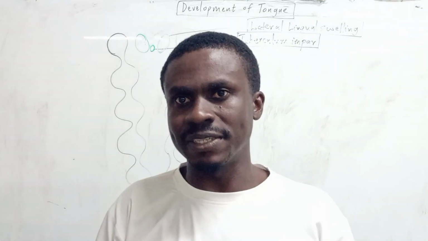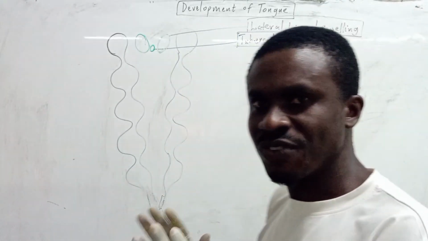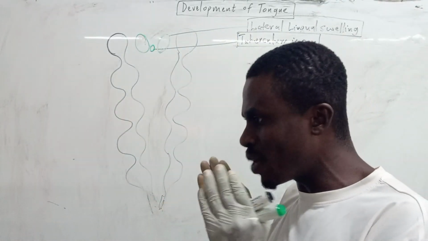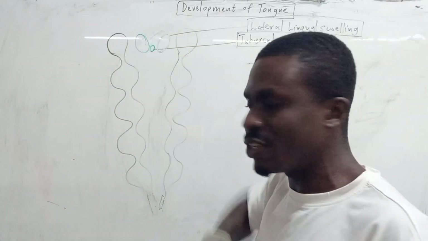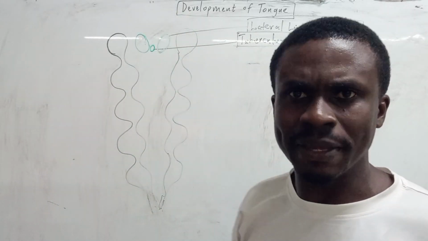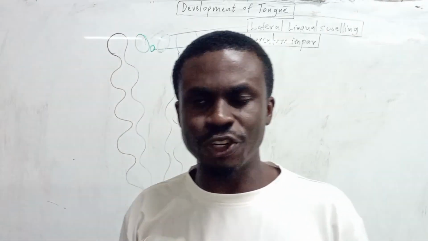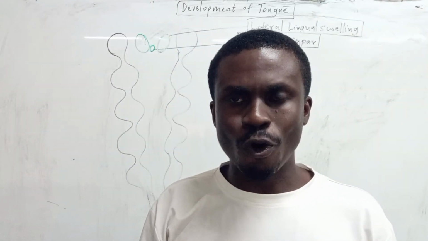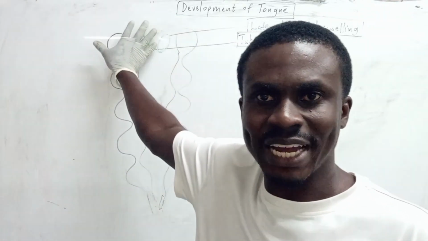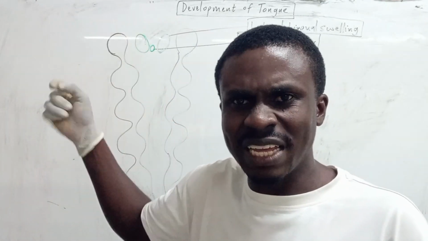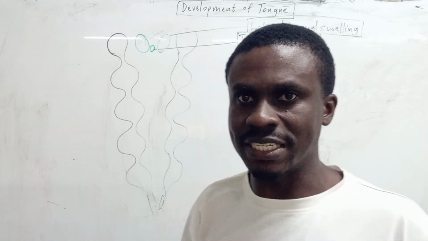Now I want you to appreciate this. These left and right lingual swellings will eventually fuse, and then they will overgrow to overlap the tuberculum impar. That is why I usually say that regarding the anterior two-thirds portion of the tongue, contributing largely and significantly to it will be the two lateral lingual swellings, with the tuberculum impar contributing very little to it.